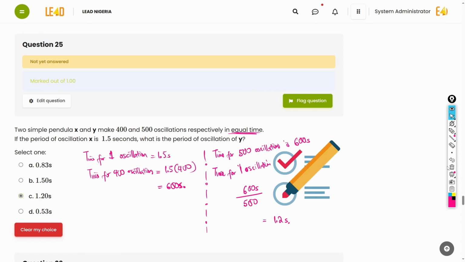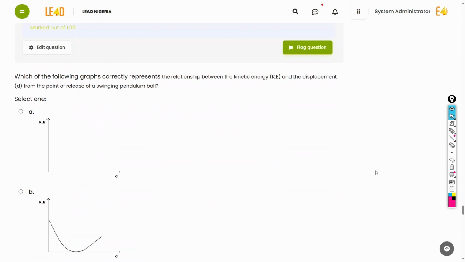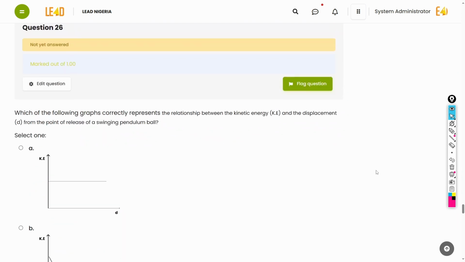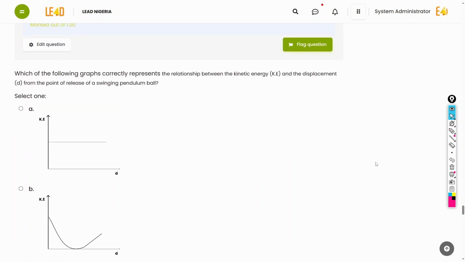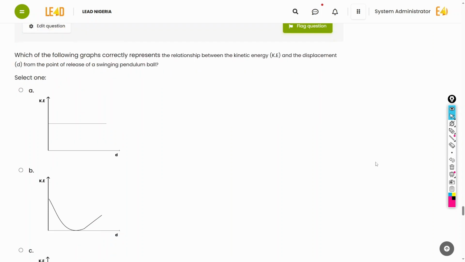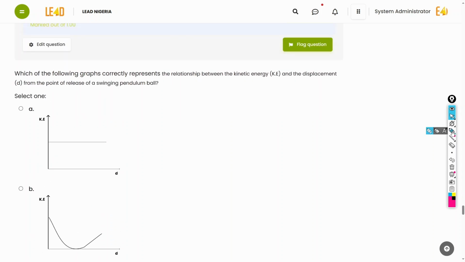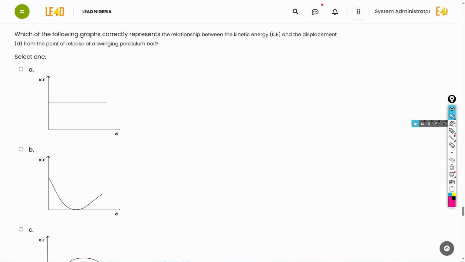Okay, that's question 25. 26 says, which of the following graphs correctly represents the relationship between the kinetic energy and the displacement from the point of release of a swinging pendulum ball? Okay, so from the point of release of a swinging pendulum ball. The way we release the swinging pendulum is that we take it to the side. All right, so if this is a simple pendulum, right?